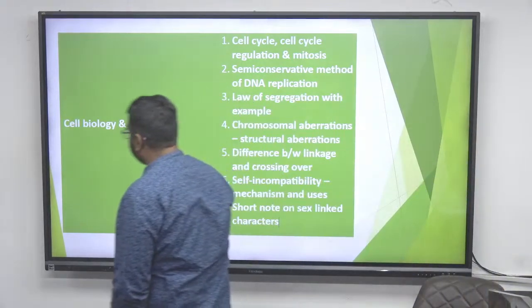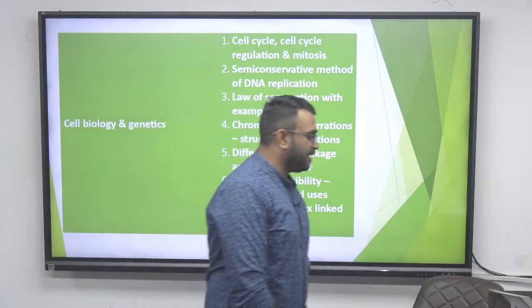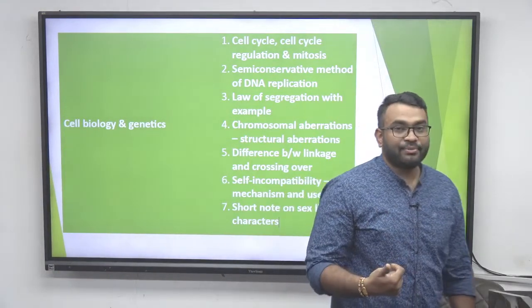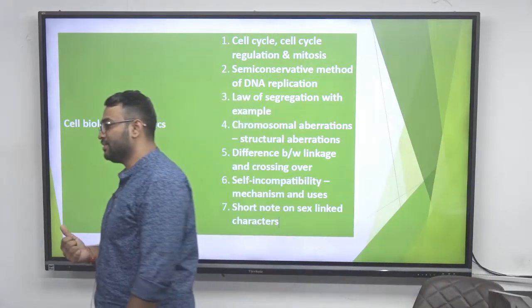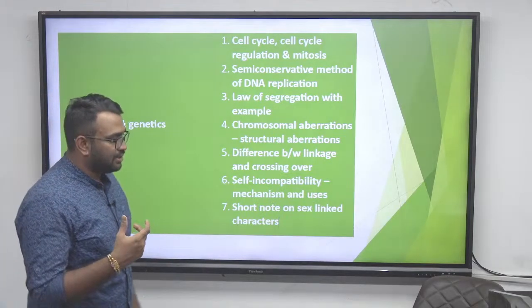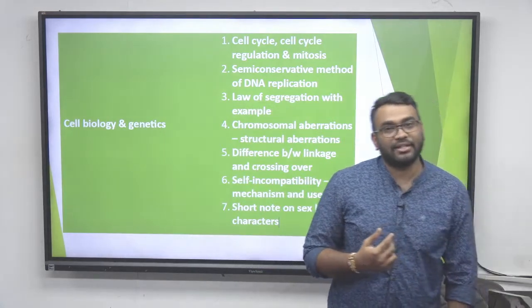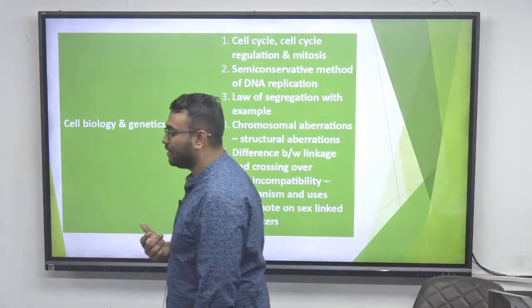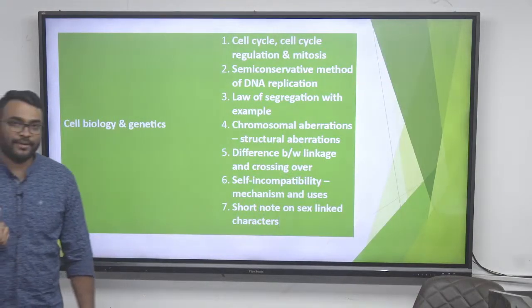Next one is the semi-conservative method of DNA replication. Here there are actually many types of DNA replication. For example, the conservative method is there, the dispersive method is there, and also the semi-conservative method is there. So what is the difference between these three, and also what is the procedure or mechanism which is happening in the semi-conservative method of DNA replication? That is one thing, along with the diagram, so that you should be knowing. Clear?